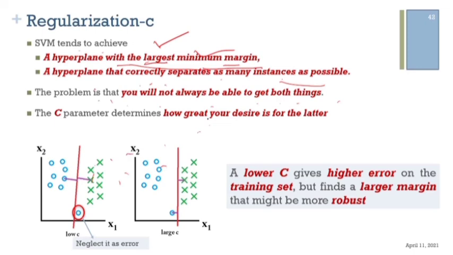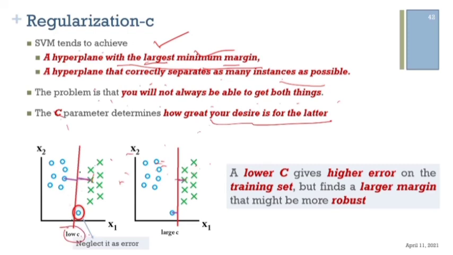So the C parameter determines how great your desire is for the latter. That is, how much of a minimum margin can we have between the two classes? See, we want a large margin that separates them, but then we also want to decide how it is going to be between them. Now look at this. If you see a low C, your C is very low, this is what you get.